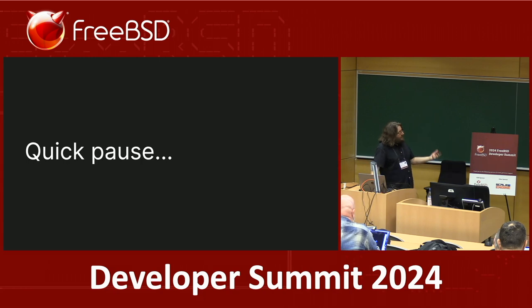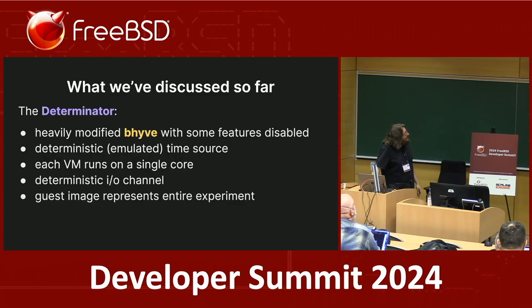Okay, so as a quick summary, what have we done? Or what have I described? You haven't seen me do it. I didn't sit at the computer and do all these things. So the Determinator starts out with bhyve, we heavily modify it, and we disable a lot of features that we don't need. Not because those features are bad, but because we strategically identified things that we couldn't do in a reasonable amount of time.